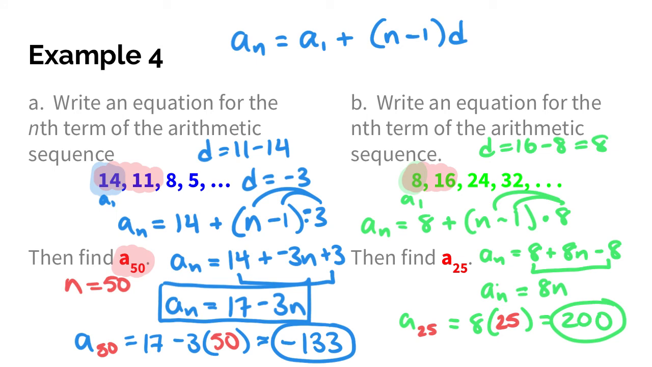So again, it's just an application of, if you think about it, point-slope form. Essentially, we're starting off with some number. We have our common difference, which is our slope. So essentially just using point-slope form to represent an arithmetic sequence.